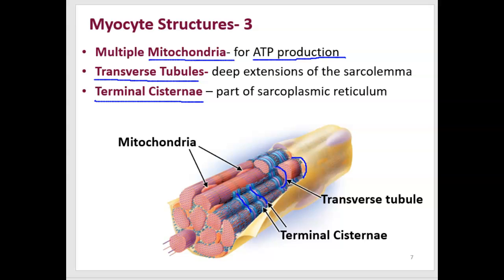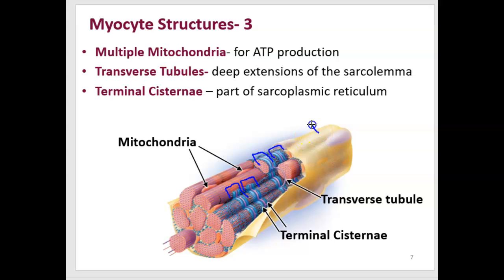And then the terminal cisterna, which are colored blue in this picture, are part of the sarcoplasmic reticulum. So those are like tubes periodically occurring along the length of the cell. So here's one triad, here's another triad, and that continues sort of a doublet pattern like this down the length of the myocyte.